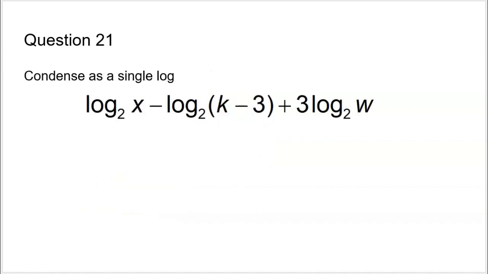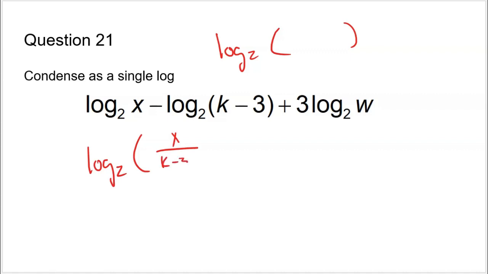Not too bad. All right, this time we want to condense this. We have 3 terms here, all involving log base 2. We want to condense this to a single log. We want to write this as log base 2 of an expression. All right, so first here I'm going to do subtraction. Subtraction comes together with division. So we have log base 2 of x divided by k minus 3. And I guess I didn't need that extra set of parentheses there. All right, and then we still have that plus 3 log base 2 of w.